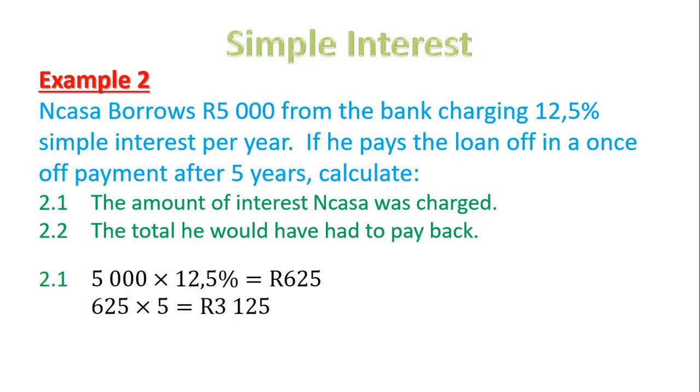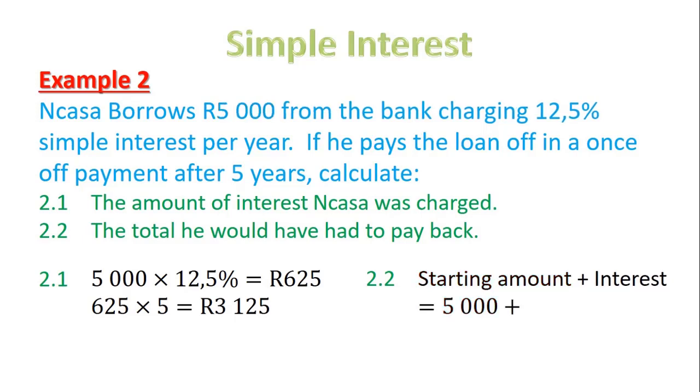Now we want the total that he would have to pay back. In other words, the interest plus how much he borrowed. 2.2. The starting amount plus the interest. So in this question, our starting amount is the amount that Ngasa borrowed, which is 5,000, plus the interest, and we've just worked it out, is 3,125. Again, we can do it in our head or on our calculator, but hopefully whichever way we do it, we get that equal to 8,125 Rand.